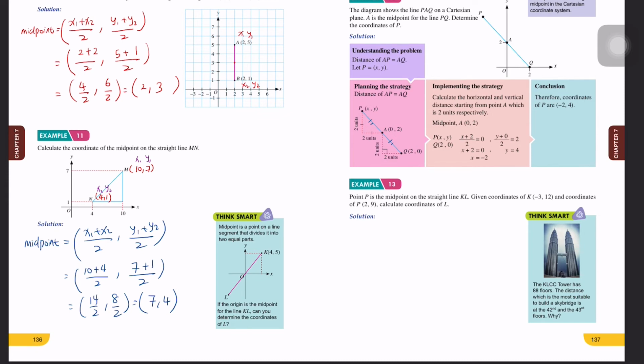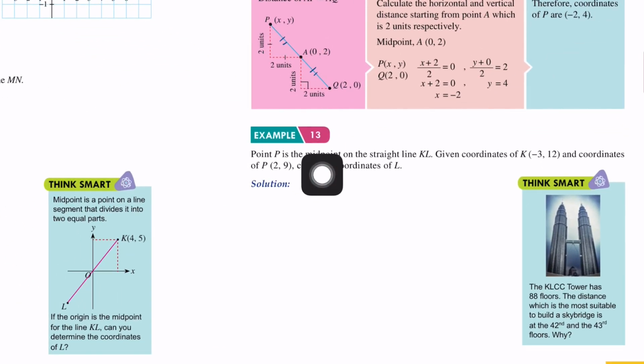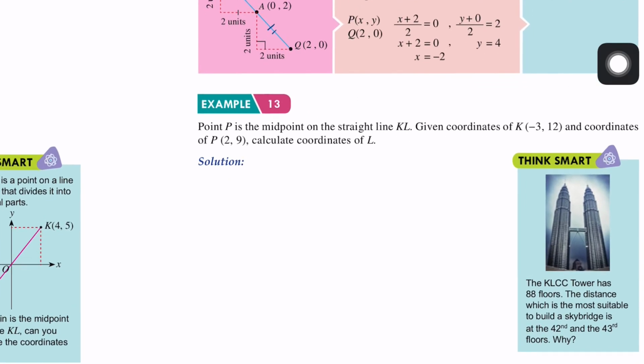Example 13. Point P is the midpoint on the straight line KL. Given coordinate of K is negative 3, 12 and coordinate of P is 2, 9, calculate the coordinate of L. Okay, so kalau soalan macam ni, kita cuba visualize. Kita cuba lukis tu straight line. So kita ada KL, and P is the midpoint, betul?